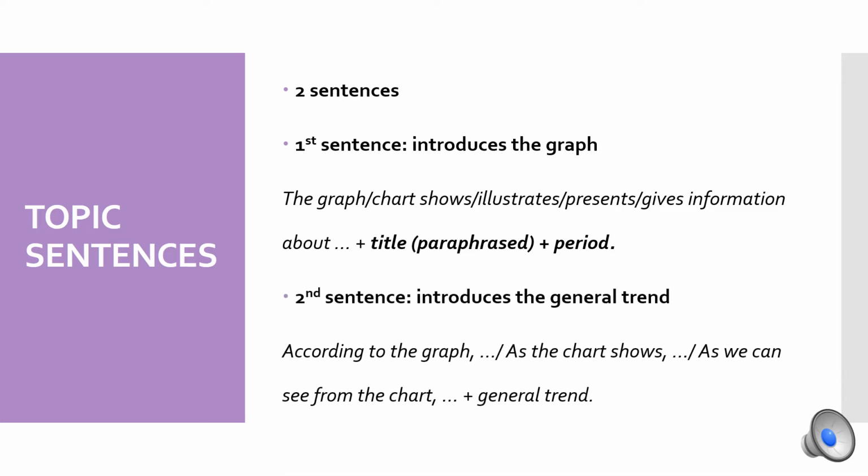In the second sentence, you're going to introduce the general trend. You have to identify the general trend of the graph and put it in a sentence like according to the graph, or as the chart shows, or as we can see from the chart, and the general trend.